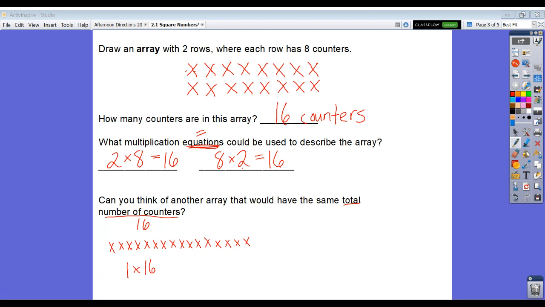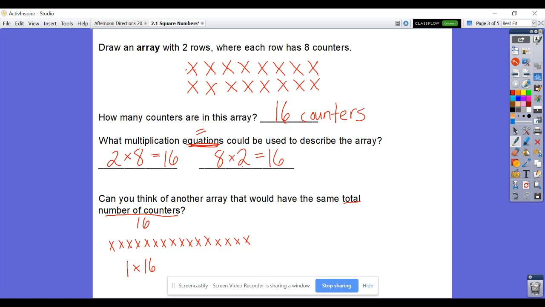But a kind of, let's call it a more interesting array you might have come up with would be 4 rows with 4 in each row. Did you think of that one? Maybe you already have this drawn on your paper. If not, draw it now. A 4 by 4 array. This one's 4 by 4.